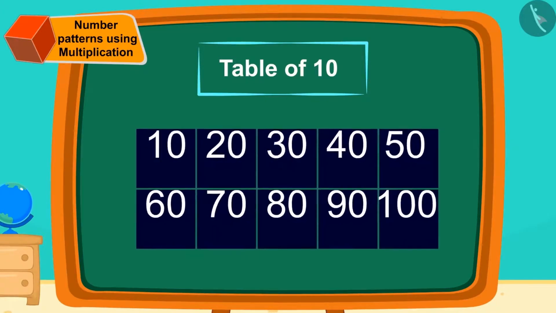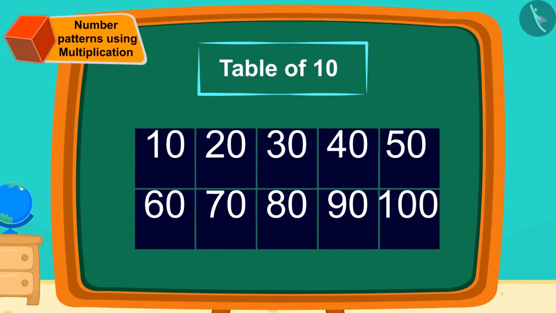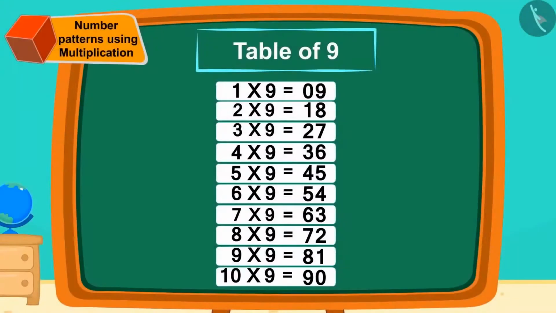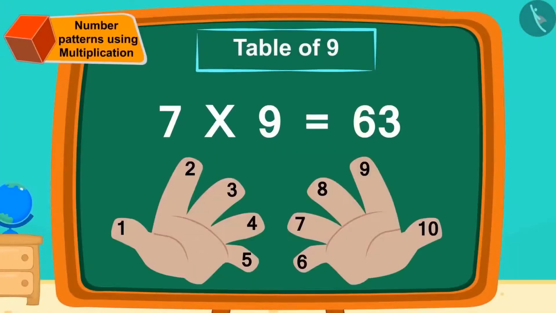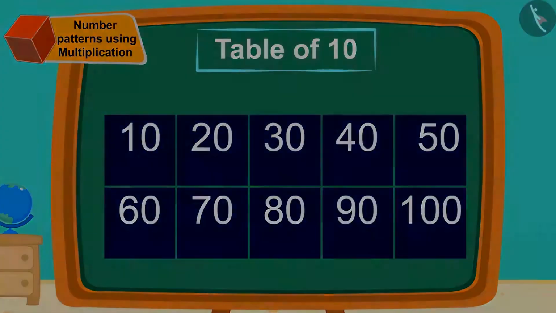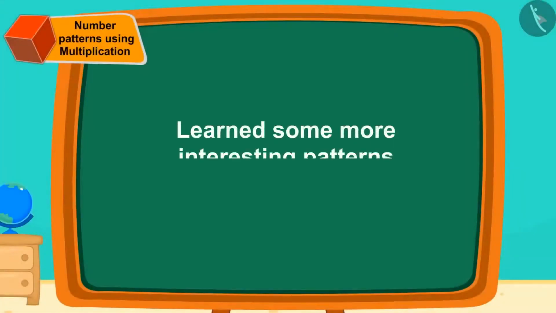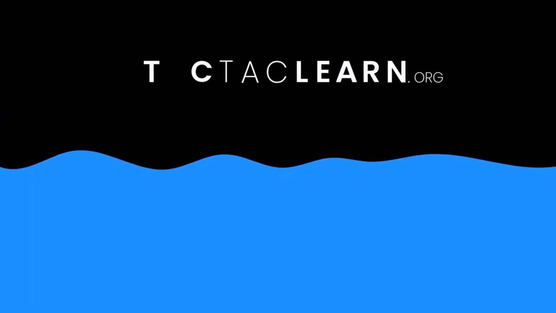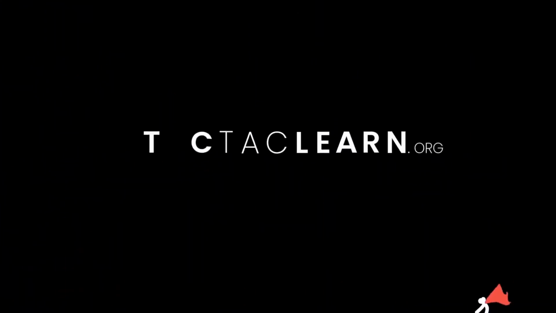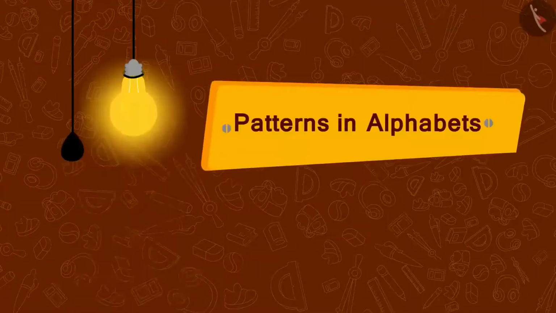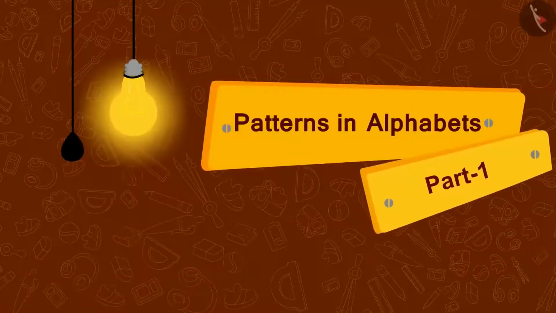What do you see here, children? Yes, our 10 table is ready. Children, now you can memorize the tables very quickly using these easy patterns. In this lesson, we learned some more interesting patterns of multiplication. In the next video we will learn about patterns in alphabets.